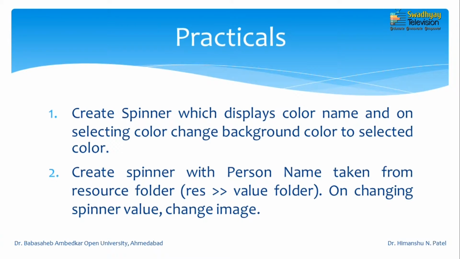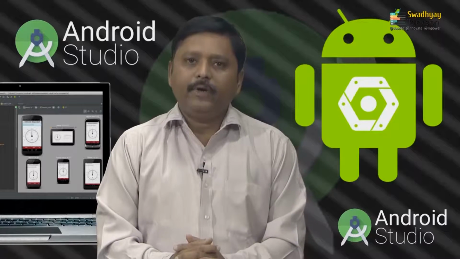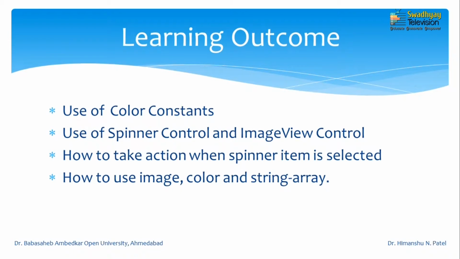In second program we display a list of persons in a spinner, and by selecting a person we will display its image in the image view. So, today we learn spinner, image view, how to take action when a spinner item is selected, and we also make use of color constants which are available in the Color class. We also learn how to use image, color and string array.